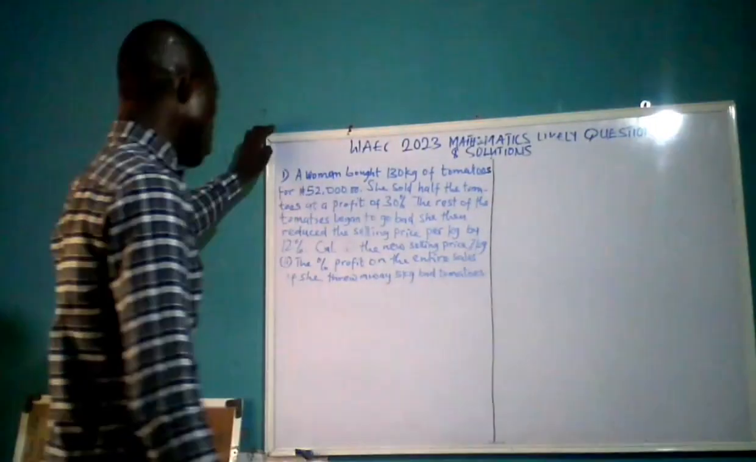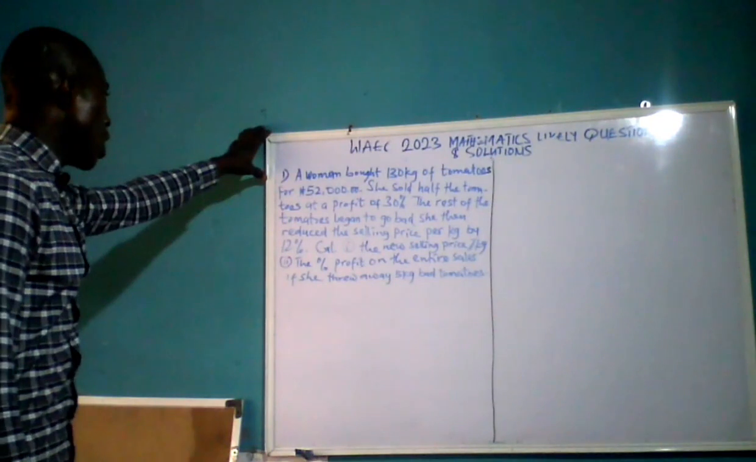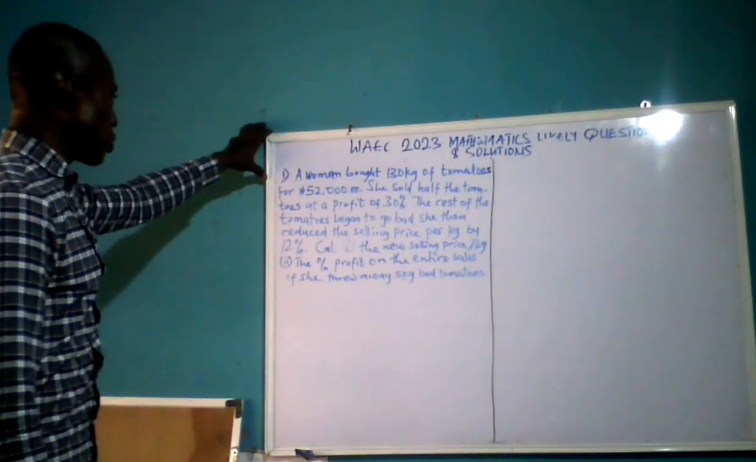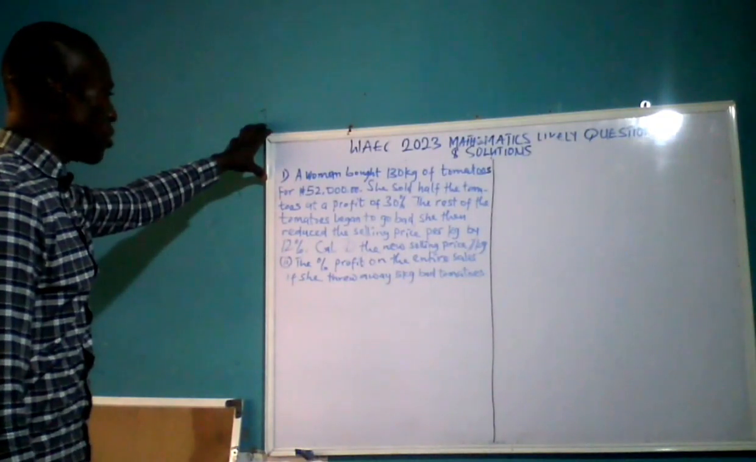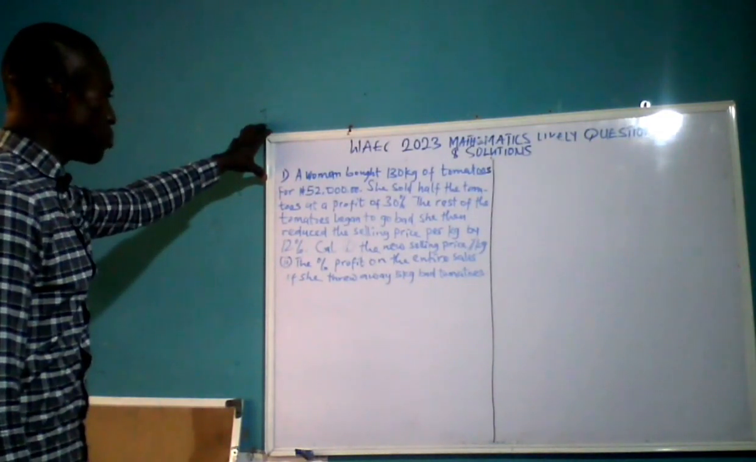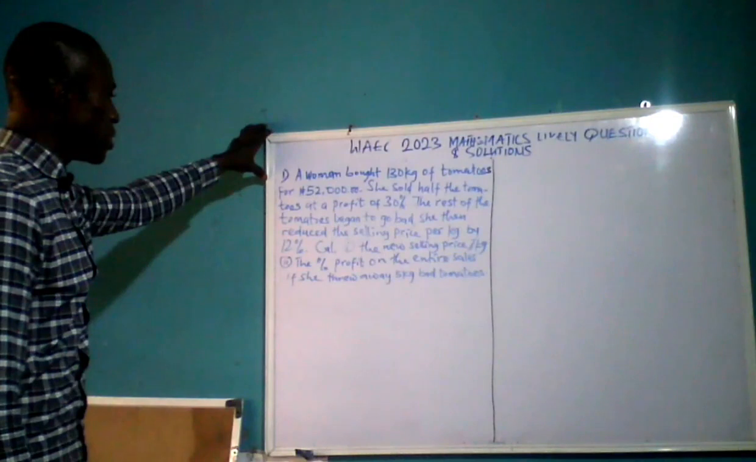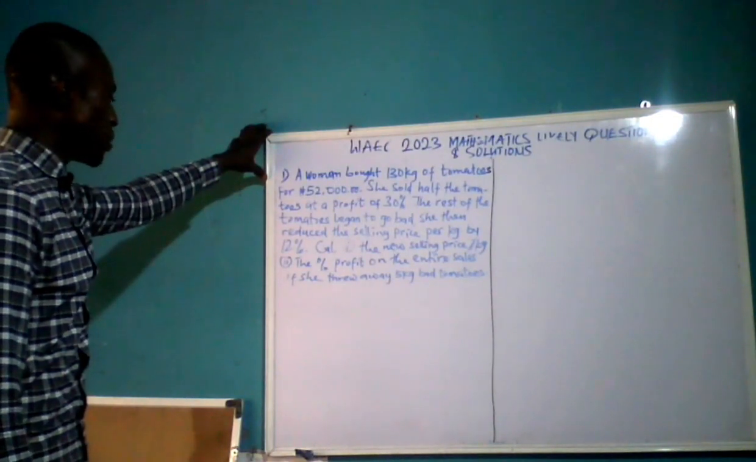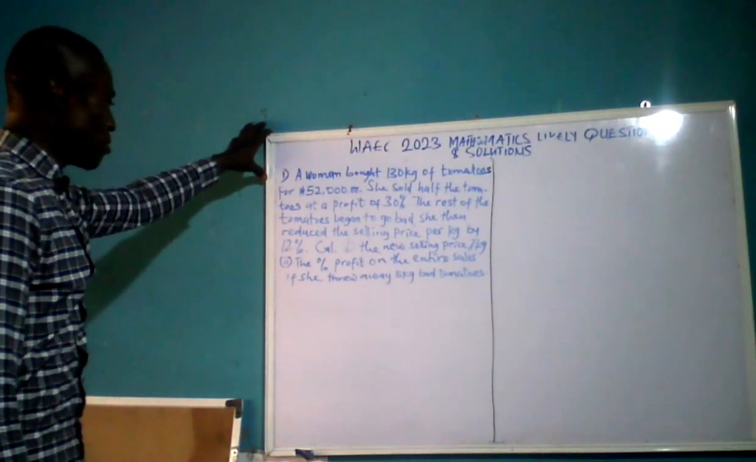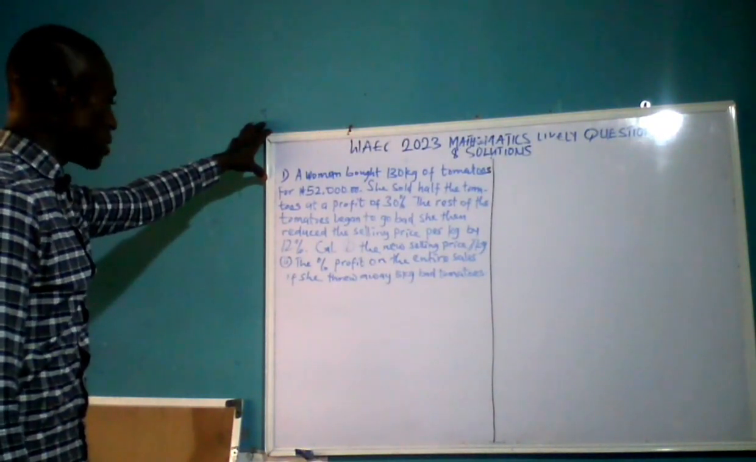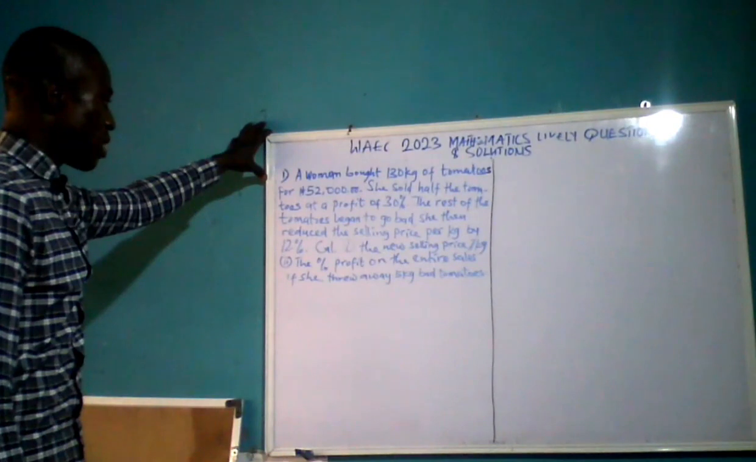Now let's take question number one as it is stated on the board. A woman bought 130 kilograms of tomatoes for 52,000 naira. She sold half of the tomatoes at a profit of 30%. The rest of the tomatoes began to go bad and she then reduced the selling price per kilogram by 12%. We are asked to calculate the new selling price per kilogram. Then the percentage profit on the entire sales if she threw away 5 kilogram bad tomatoes.